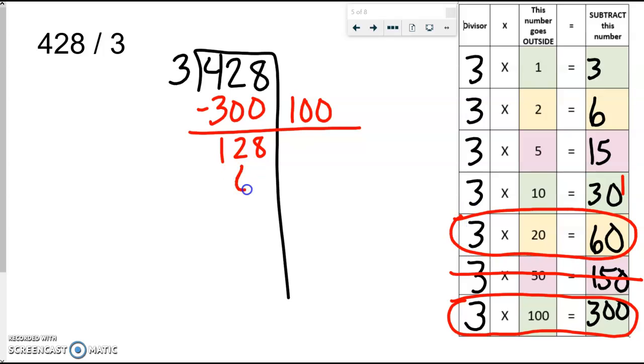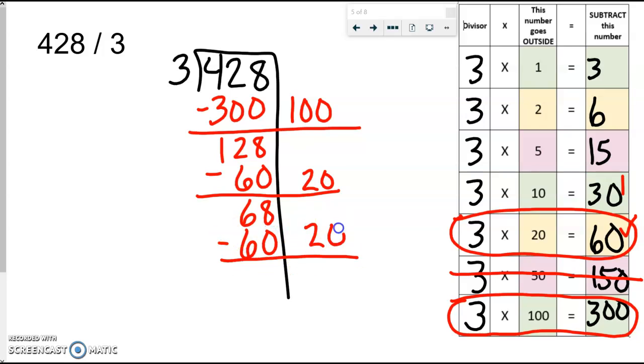60 is in the column that says subtract this number, and 20 is in the column that says this number goes outside of the house. So let's subtract. 8 take away 0 is 8, and 12 take away 6 is 6. Now we're left with 68. I see in my organizer that I can do another group of 3 times 20 equals 60, because 60 right here is still smaller than what I have left. So I'm going to, again, subtract 60 and pick 20 out of the house.